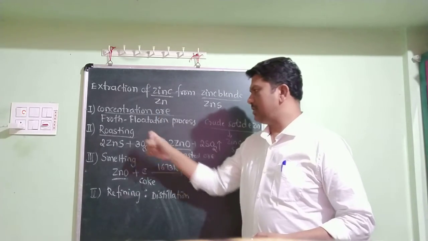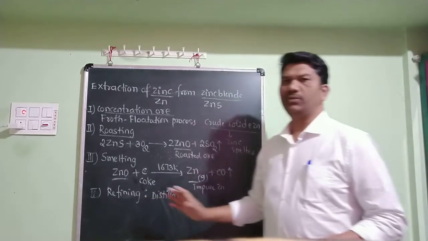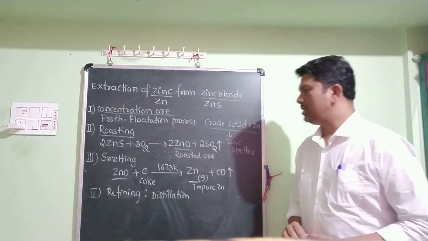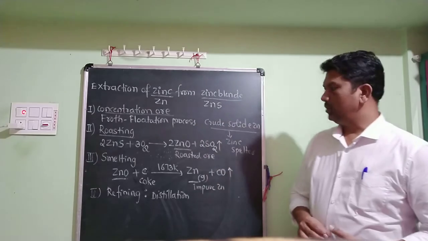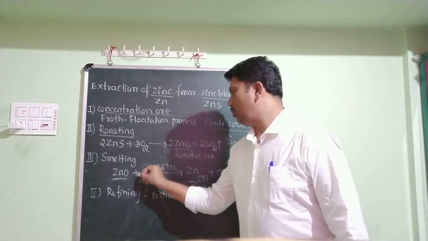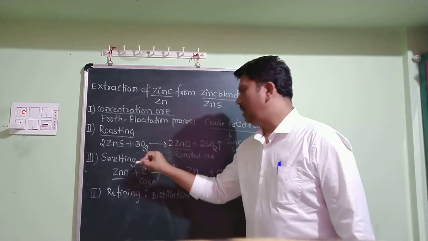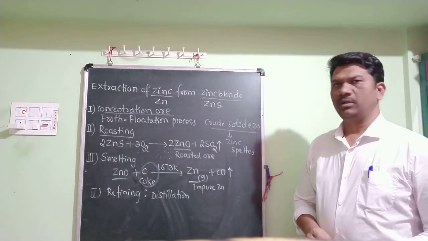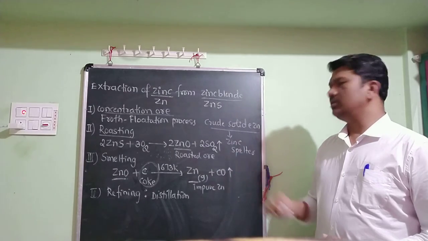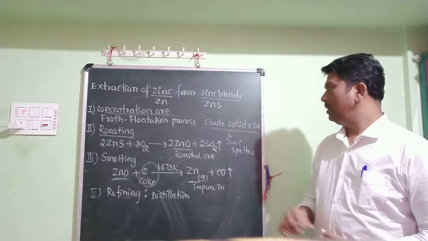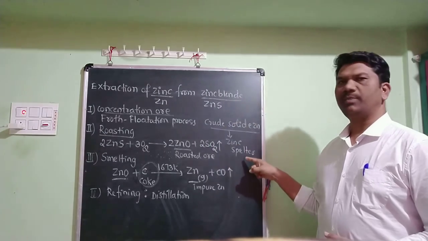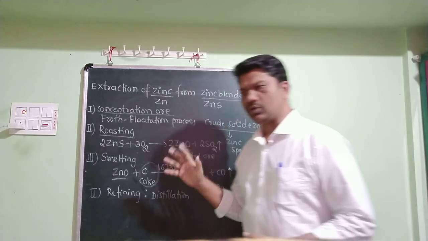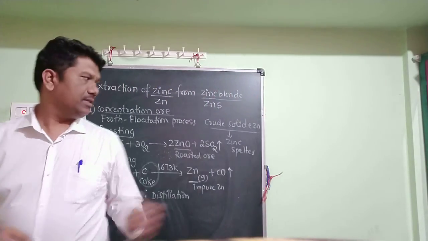First step, second step, third step, and this is the fourth step. In the examination they have asked the question, name the reducing agent. Here the reducing agent is coke, that is carbon. And one more question they have asked, what is zinc spelter? Zinc spelter means crude solid zinc, that is impure solid zinc, is called zinc spelter.